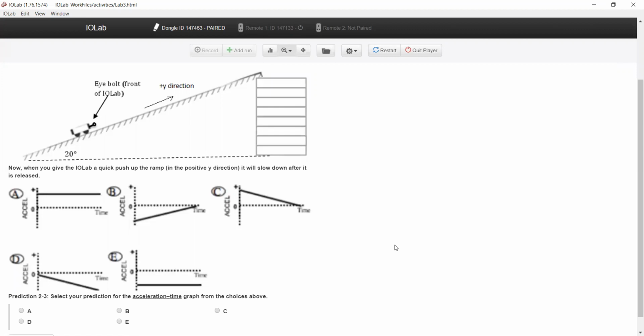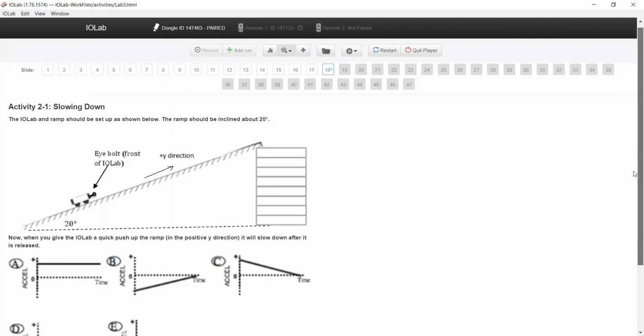Then delta v, we'll keep the sign. Delta v means v at the final time minus v at the beginning time. Okay, we use the sign, so you can do the math, do the analysis, and get the sign of the acceleration. Okay, so predict your acceleration time graph also.